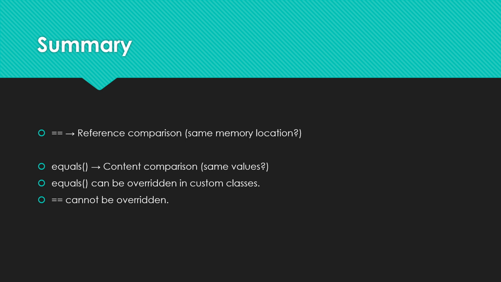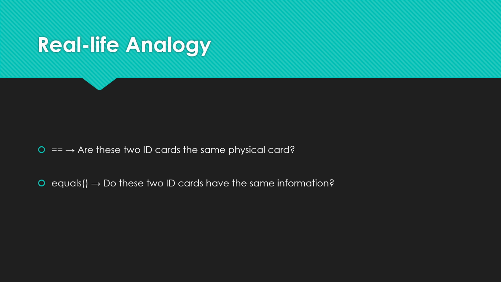To summarize, == checks reference equality, the same memory address. equals() checks content equality. We can override equals in our classes to define custom equality rules, but we cannot override ==. So use == only when you want to check if two references are pointing to the exact same object. Use .equals() when you want to check if the content matches.